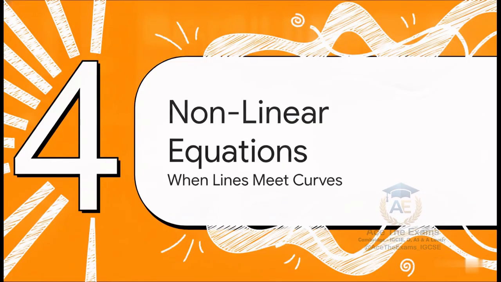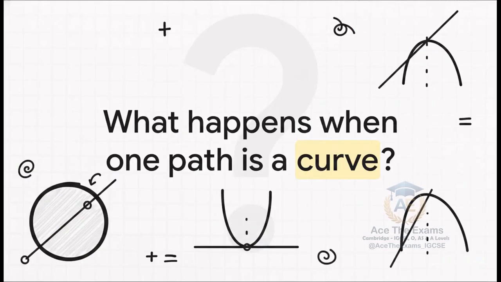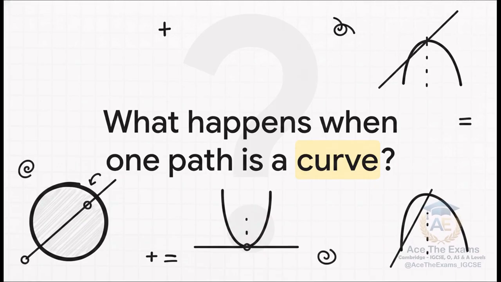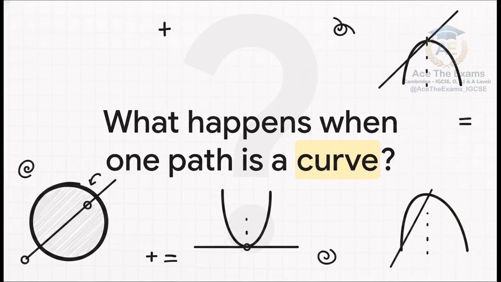Now for section 4, tackling nonlinear equations. Let's step it up a notch. So what happens when one of our mathematical paths is actually a curve? Can we still use the exact same algebraic tools when we're trying to find where a straight line intersects with a curved shape, like a parabola or a circle? With linear equations, straight lines usually cross exactly once. But a straight line cutting through a U-shaped curve, that might cross twice, or maybe not even cross at all.